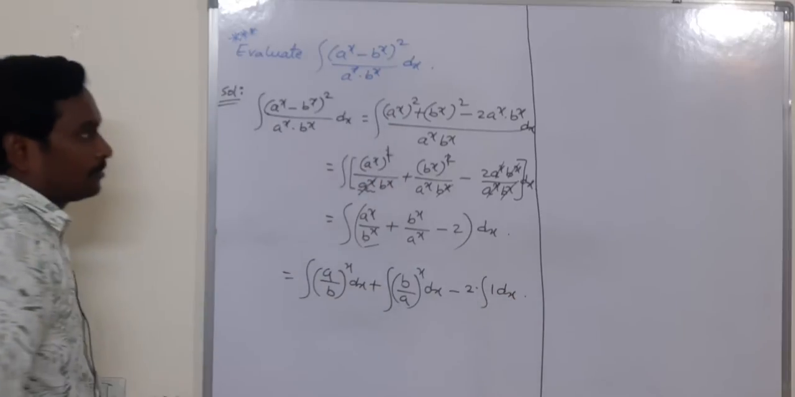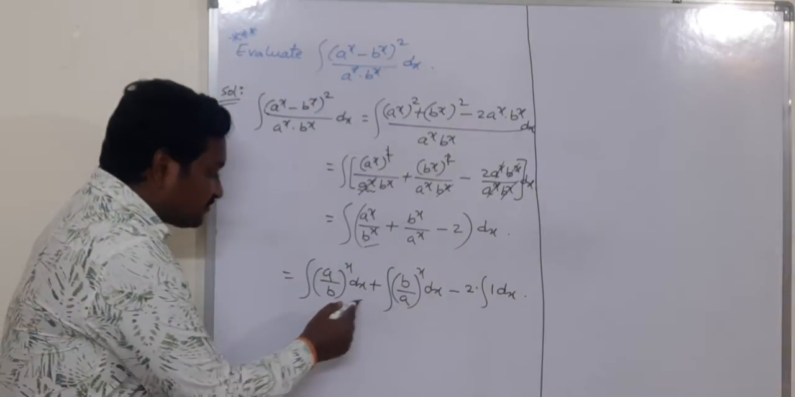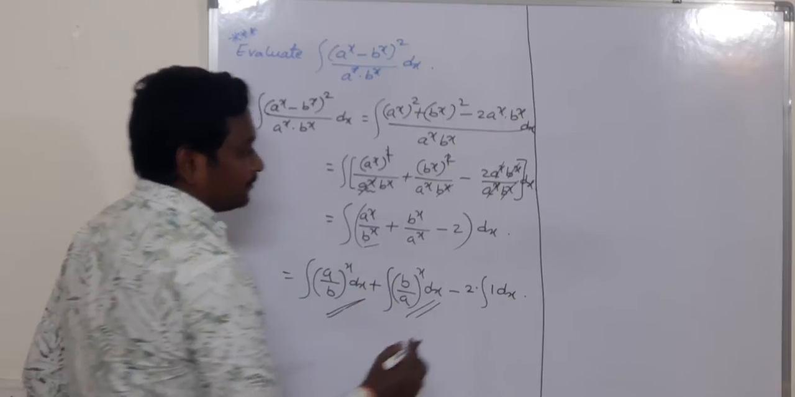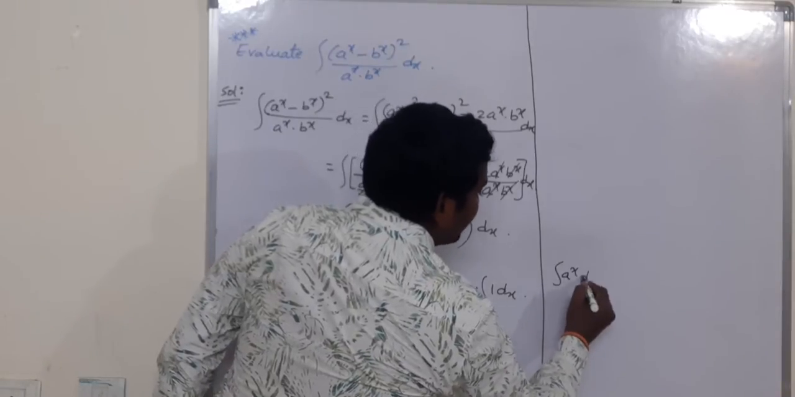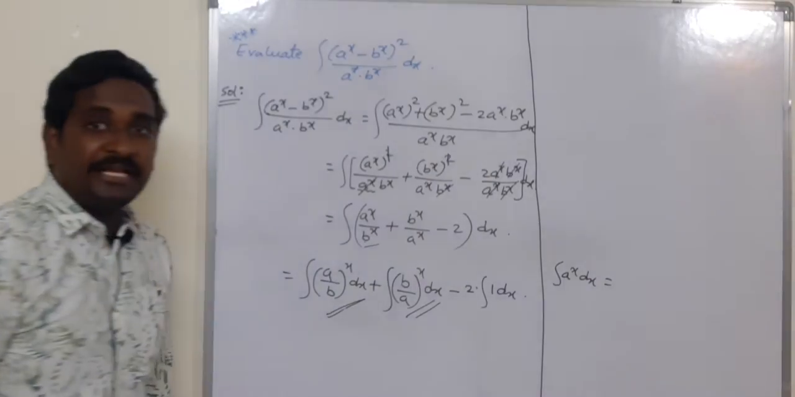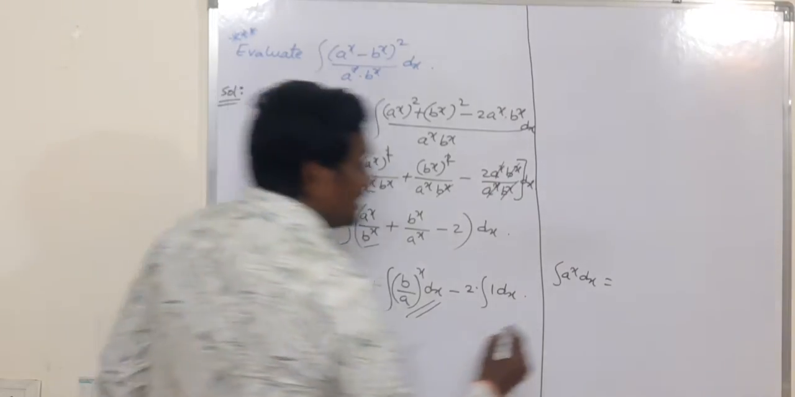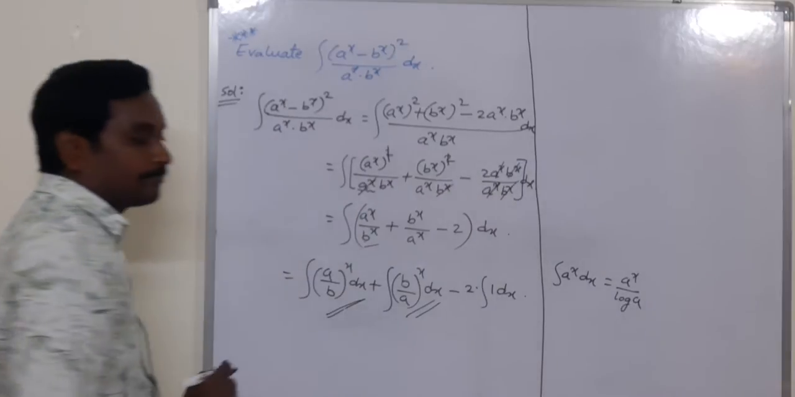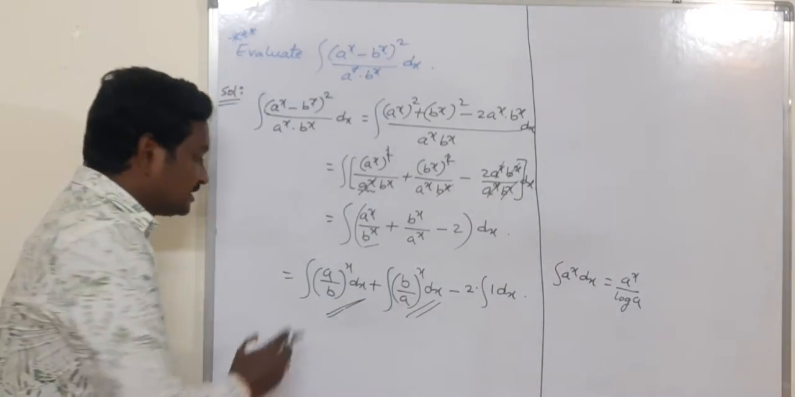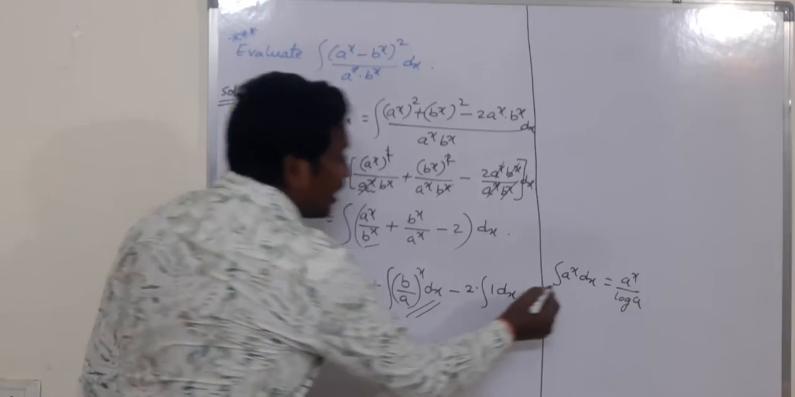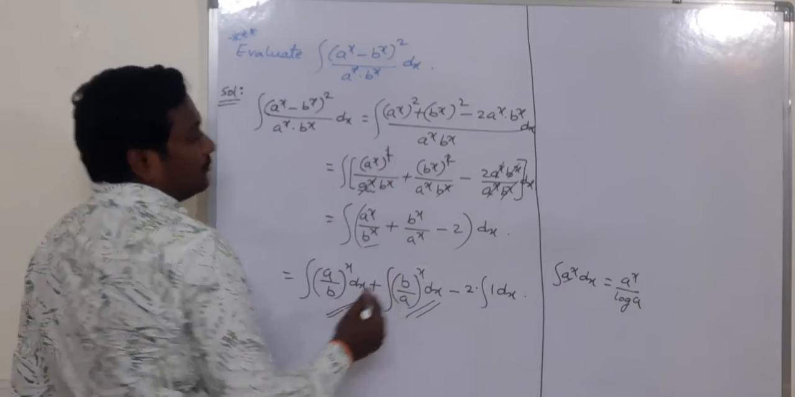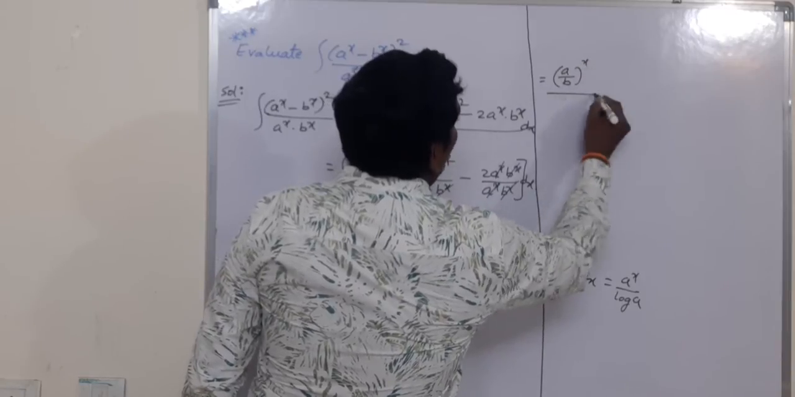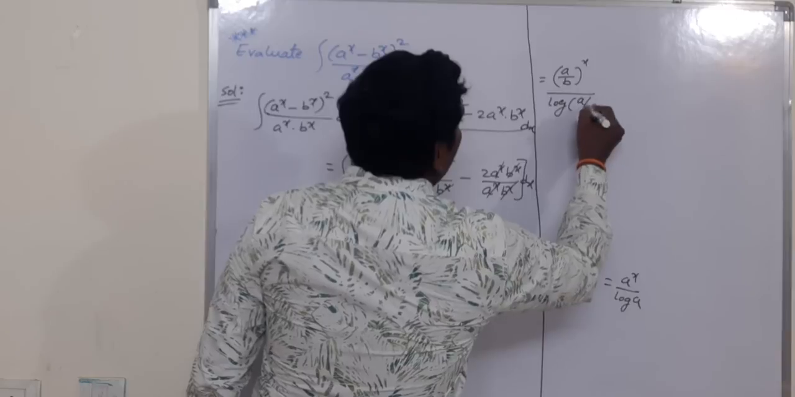Now observe the structure of this first term. Clearly the first two parts are in the form of integration of a^x dx. The formula for integration of a^x dx is a^x by log a. According to this formula, in the base we have a by b instead of a. So you will get the formula as (a by b) whole power x whole by log of a by b.